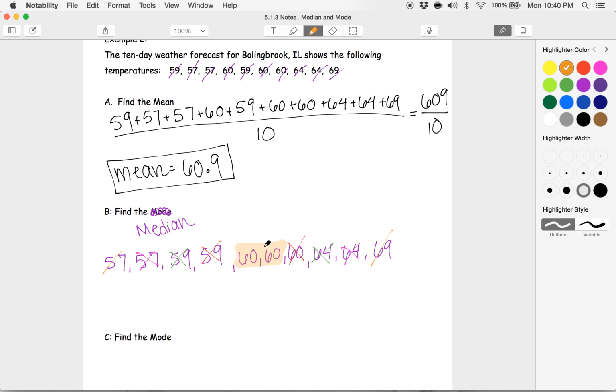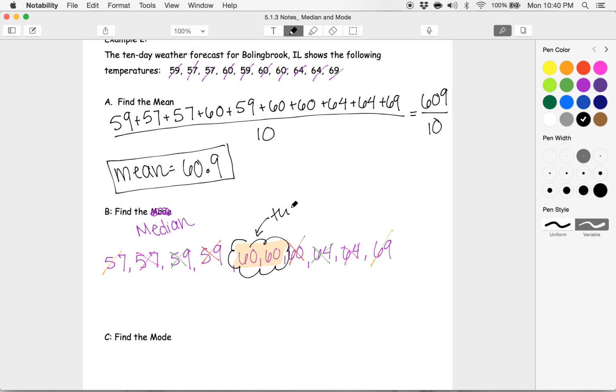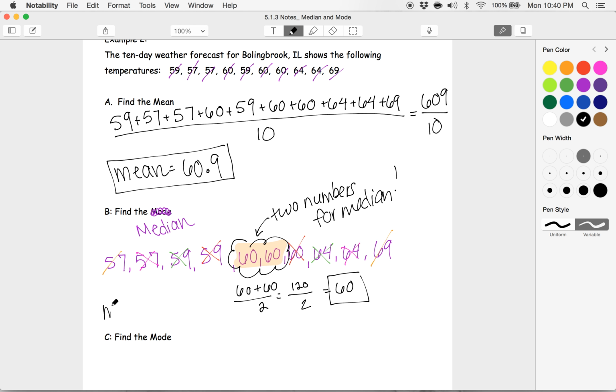If you ever end up in the situation that you have 2 numbers stuck for the median, so 2 numbers for median, what you do is you find the mean of these 2 numbers. So this is going to be 60 plus 60 divided by 2. 120 over 2. My median is 60. Median equals 60.